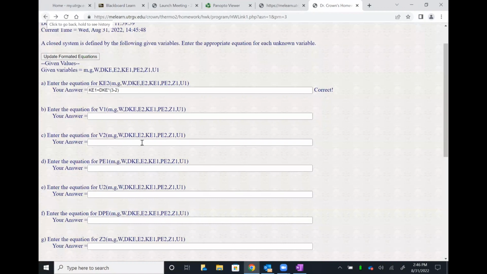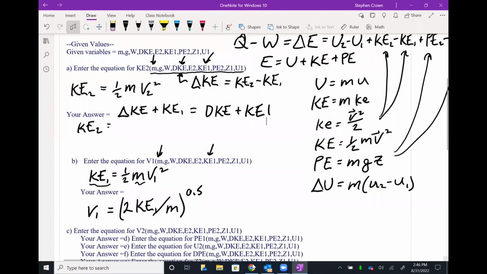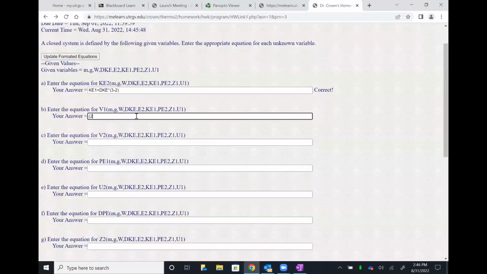All right, let's do the value for v1. So let's go back to our equation here. So we have 2 ke1 divided by m, all raised to the power 0.5. We'll try it both ways. 2 ke1 divided by m raised to the power 0.5.